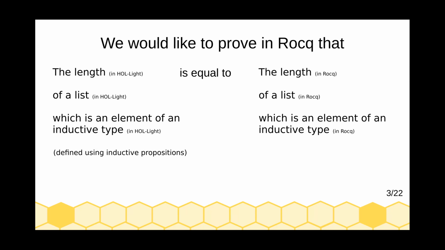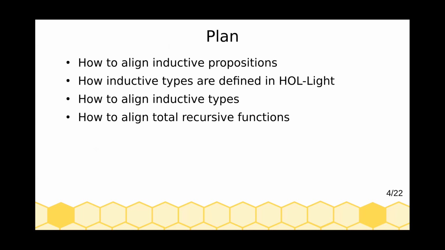And in all of that, this gives us the following plan. I will first talk about how to align inductive propositions and how I automated that. Then I will explain the way inductive types are defined in HOL Light, and then I show my tactics to align automatically inductive types and total recursive functions to do everything that was needed in this slide automatically.